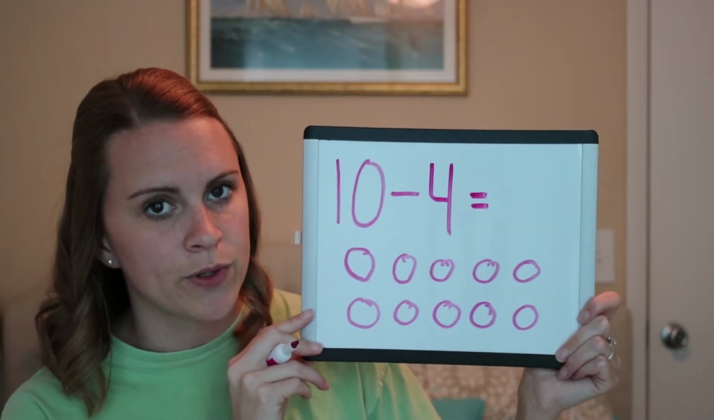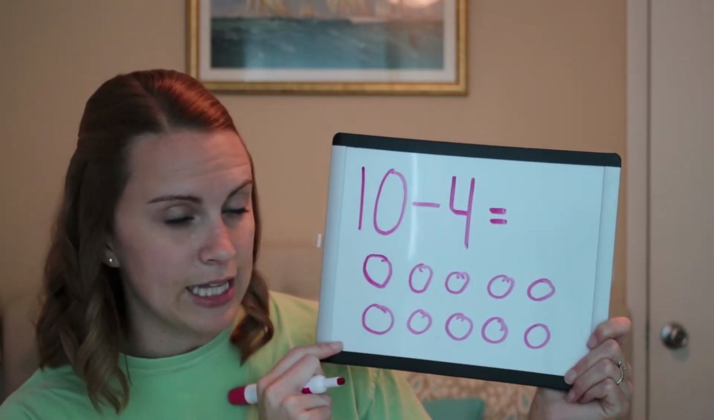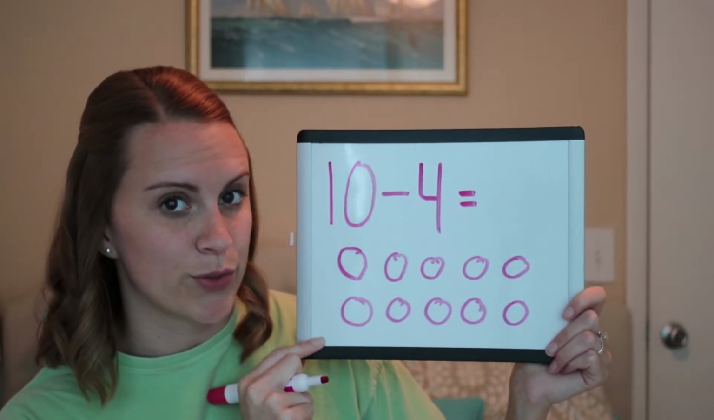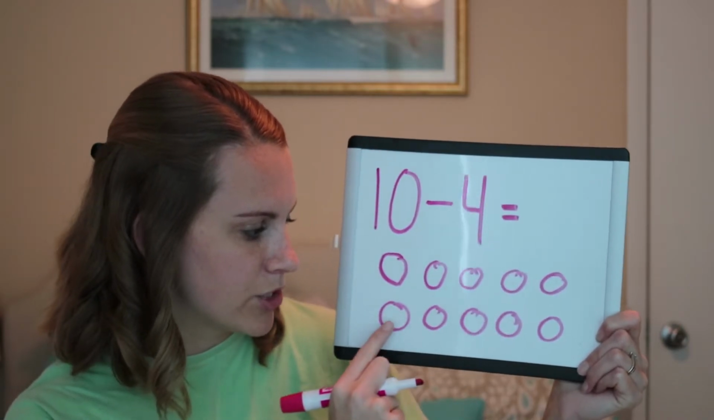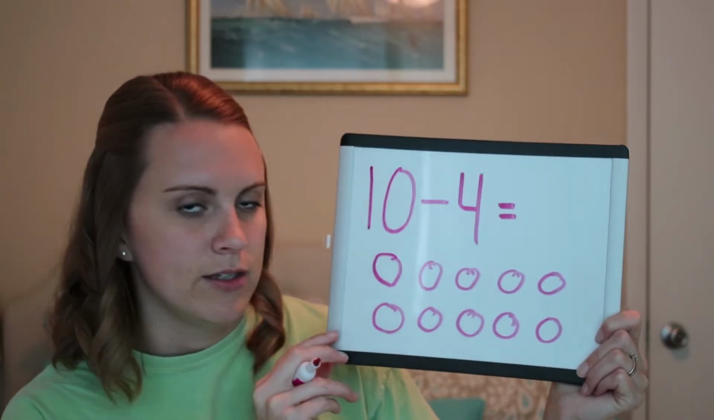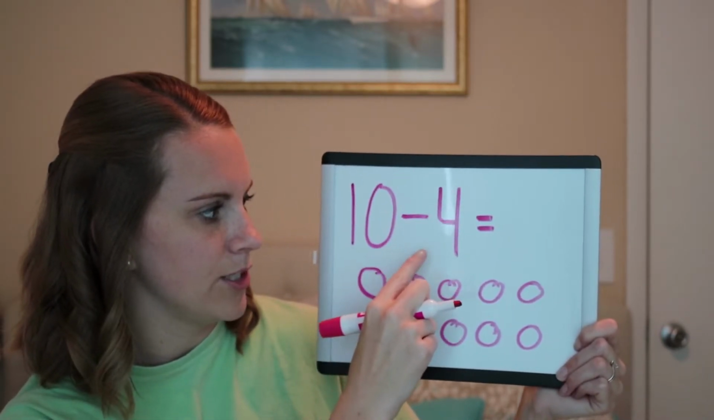And you want to make sure you count them correctly, because if I accidentally drew 11 instead of 10, I'm going to get the wrong answer. So you need to count all your circles to make sure you only have 10, so you don't accidentally put the wrong number. So I'm going to figure out what 10 minus 4 is.